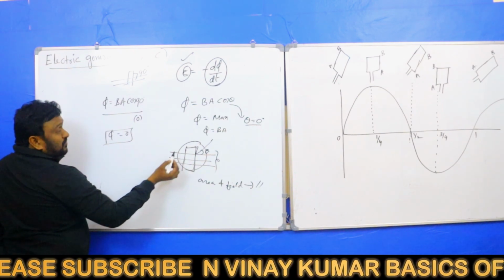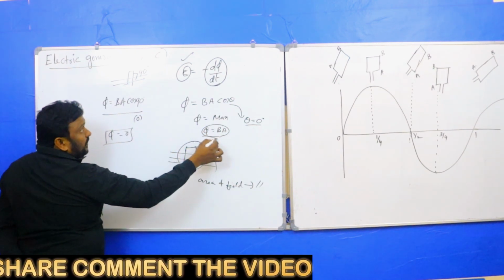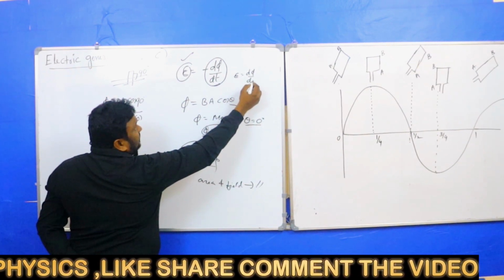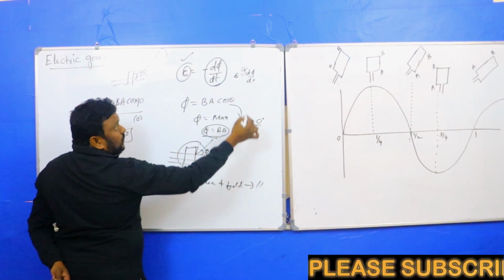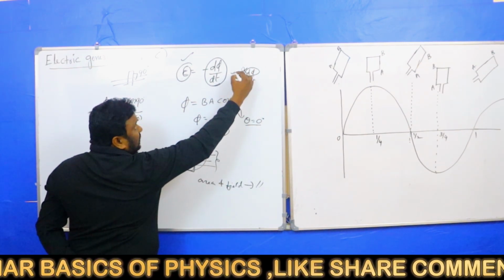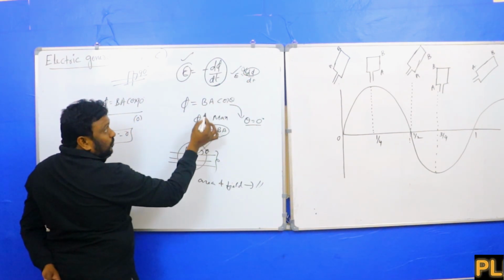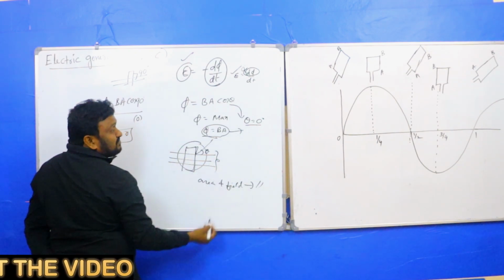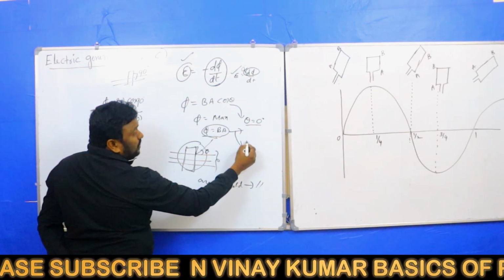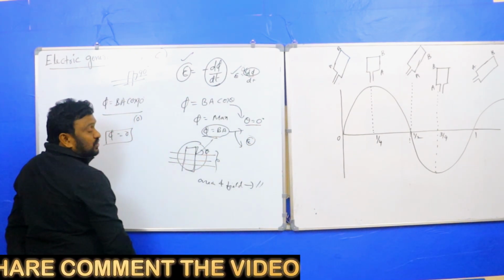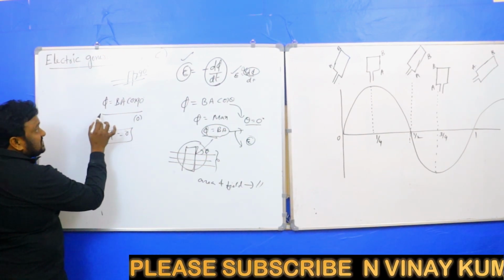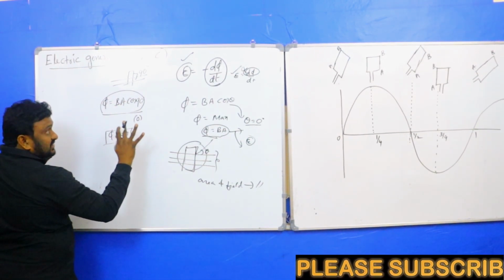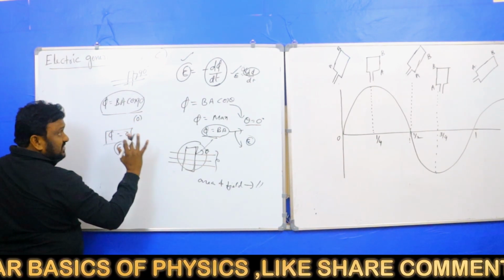So when flux is maximum, as for this one, epsilon equals d phi by dt. There is a direct proportionality. When the change in flux is more, EMF is also more. That's why when the field and the area are parallel, the flux is maximum. When the flux is maximum, obviously the induced current is also maximum. And when the flux is minimum, then the EMF is also minimum. That is the concept. In this case you have to understand.